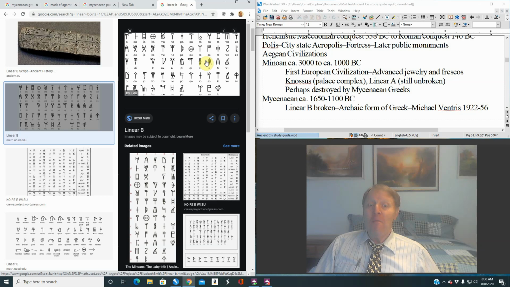Linear B. A famous quote from an early archaeologist doing research there. He looks at Linear B and he says, I don't know what it is, but I know it's not Greek. Fortunately for his reputation, it was broken after he died. There was a linguistic genius by the name of Michael Ventris.